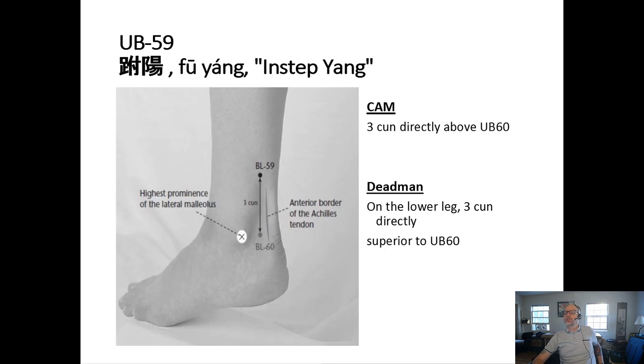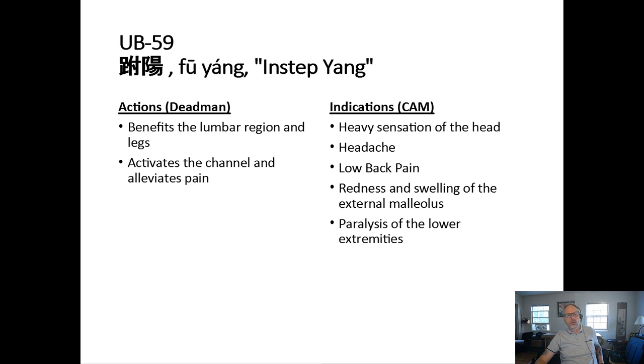Which brings us to 59. 59 is 3 soon up from UB60. UB60 is found if you find the high point of the lateral malleolus and go straight over, that's where it is. And then you'll go 3 soon up, that's 59. Benefits the lumbar region and legs, activates the channel, and alleviates pain.